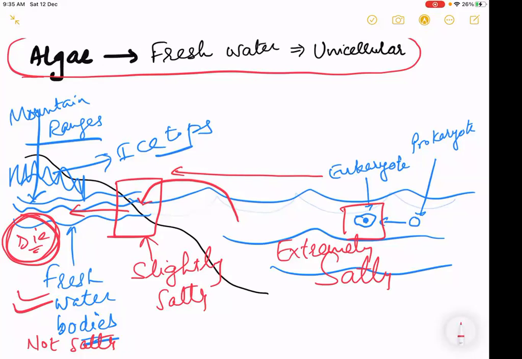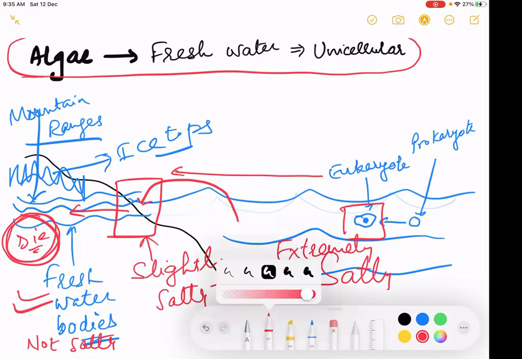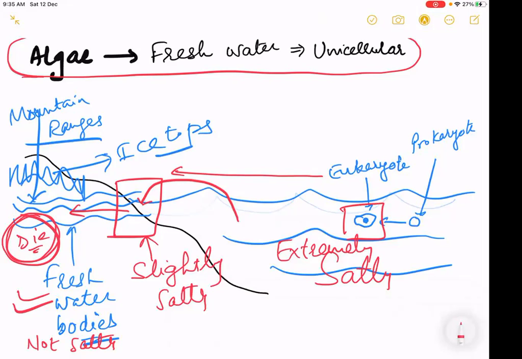Fine. So let me repeat this entire process. Early life started in the ocean. Let me write that as step one. Life started with the prokaryotic phase. They evolved into the second stage in the ocean only. So in the ocean, now you have unicellular structure but eukaryotic cells.